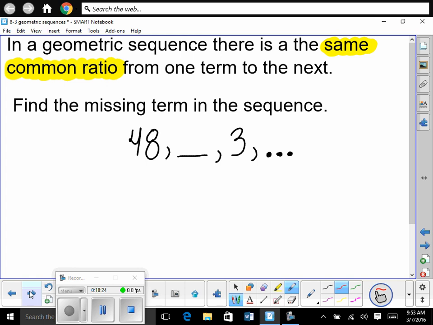So let's think about it. Don't we know, I'm going to call this x because we don't know it, right? Don't we know if we're told it's geometric that this divided by this will be equal to this divided by this, right? Want to be the same no matter what. Okay? So isn't that a true statement to say x over 48, this divided by this, will be equal to, because the ratio from one term to the next will be the same, this divided by this, 3 over x. Isn't that true? And that is the formula, right there.